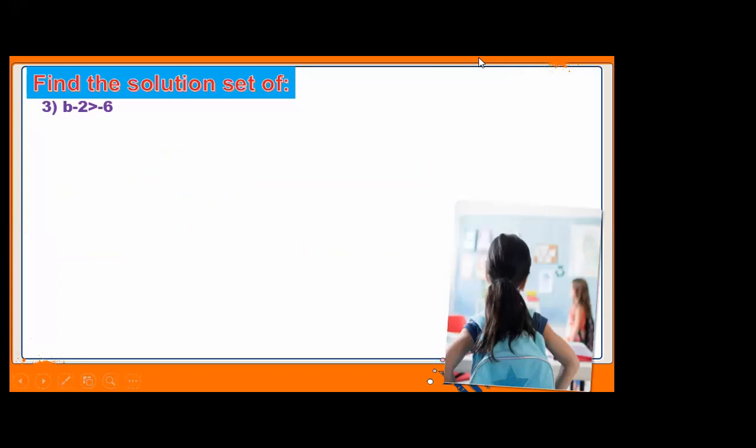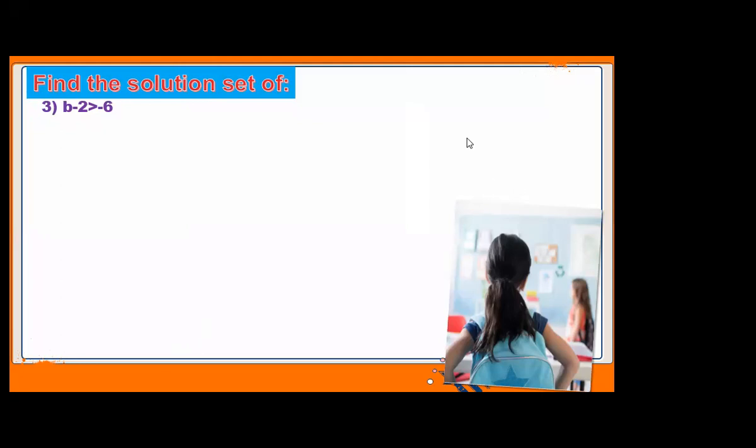Now the next question, b minus 2 is greater than minus 6. Here in the participants, I want one student to unmute. Please raise your hand. Okay, Sheroz, unmute yourself.